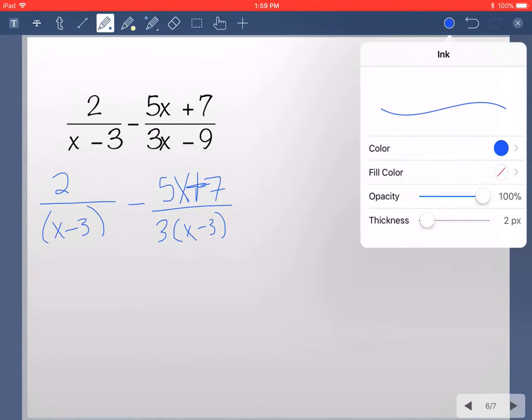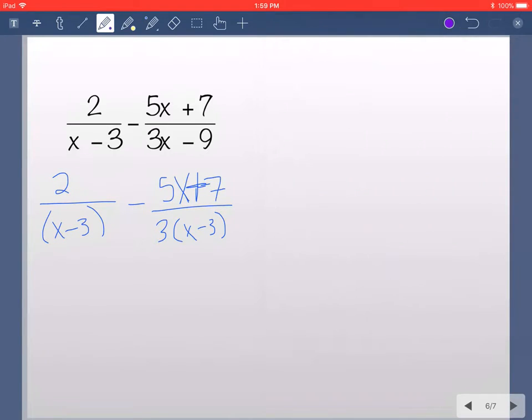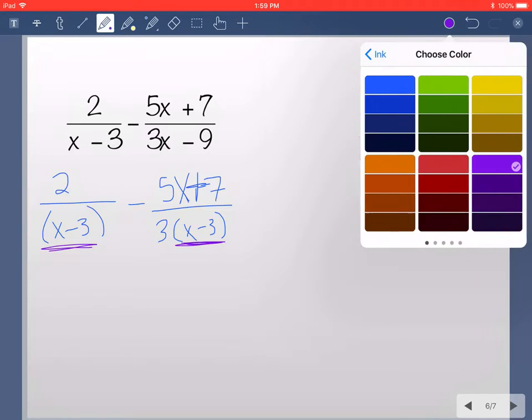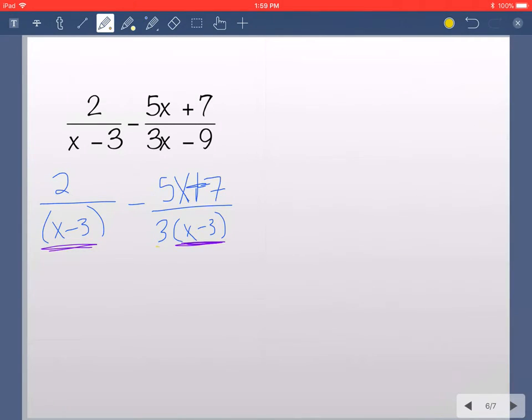So now I need to look at my denominator. They both have an x minus 3 in common. However, I have one denominator that has an extra 3 being multiplied, and the other one doesn't have that. So what I can do to get the other one to have it is I can multiply top and bottom by 3. So now I have 6 over 3 times x minus 3 minus 5x plus 7 over 3 times x minus 3. And now I have a common denominator.